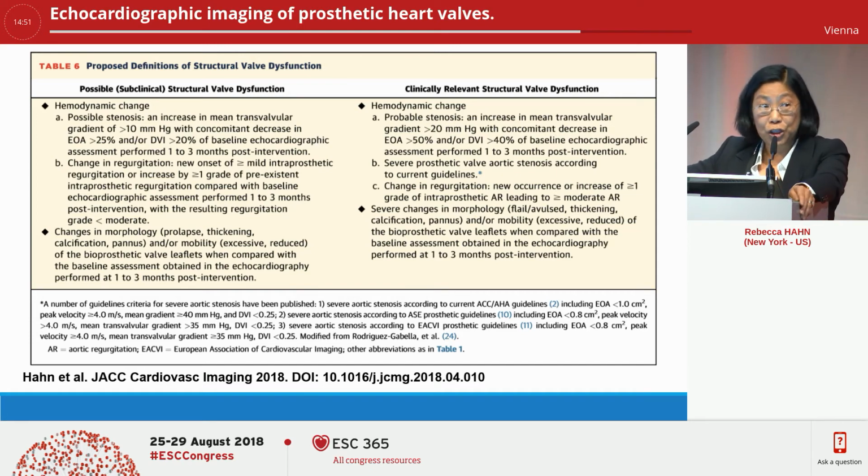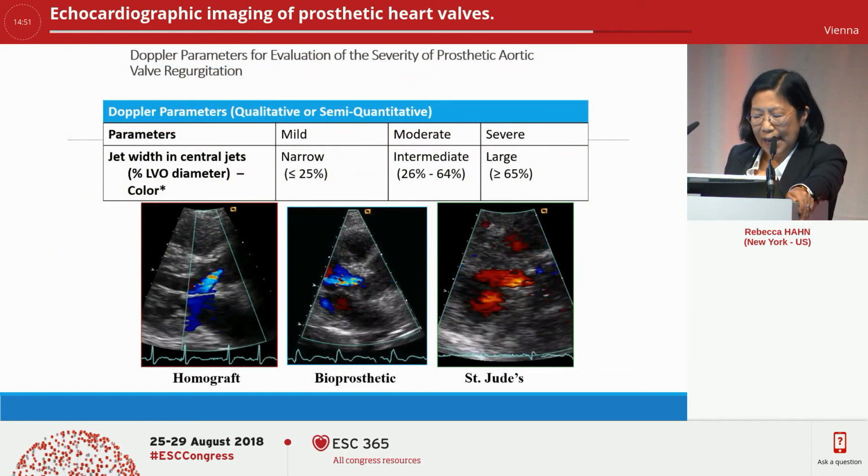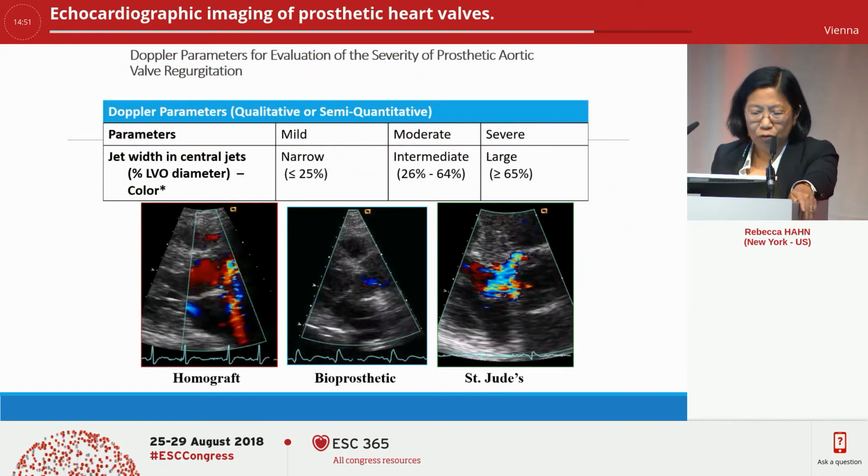And what's considered severe and probably clinically relevant is if you're 2 standard deviations above what would be considered the mean. So an EOA decrease of greater than 50% and a greater than 40% decrease in the DVI, with a change in gradient of greater than 20 millimeters of mercury. And all of these must, of course, be associated with morphologic changes similar to what the European guidelines have suggested. So we would hope that this will be added to the criteria for structural valve deterioration.